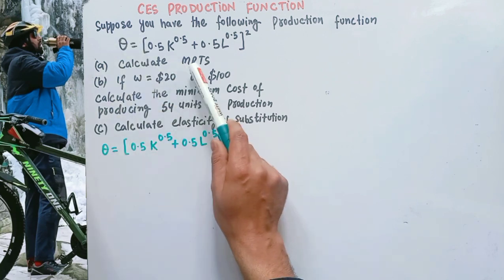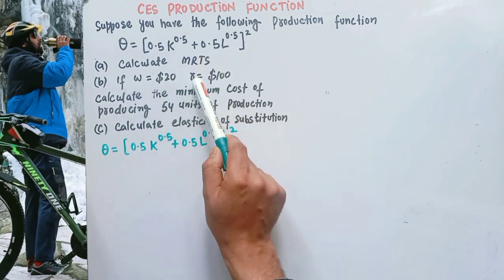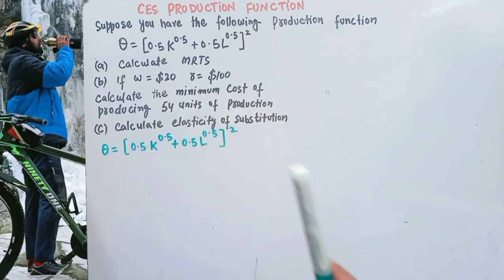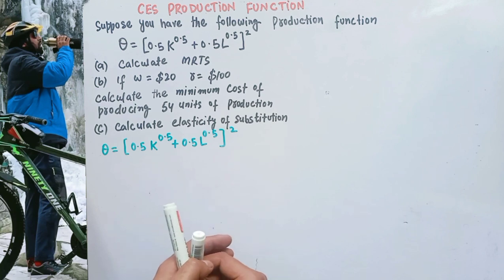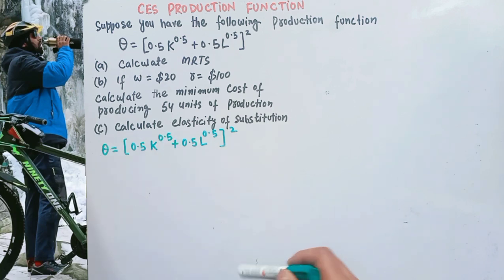We have to calculate the rate of technical substitution, and if wage rate is $20 and the rental rate of capital is $100, we have to calculate the minimum cost of producing 54 units of production, and the last part tells us to calculate the elasticity of substitution. Okay, so we have this constant elasticity of substitution production function. I have explained about this production function in earlier videos. You can check out those videos also.